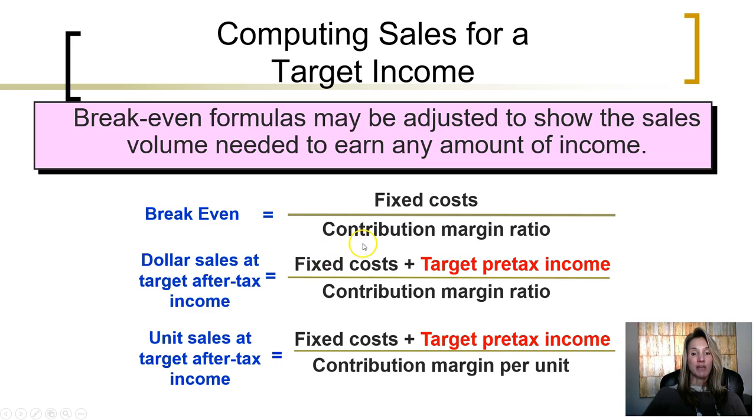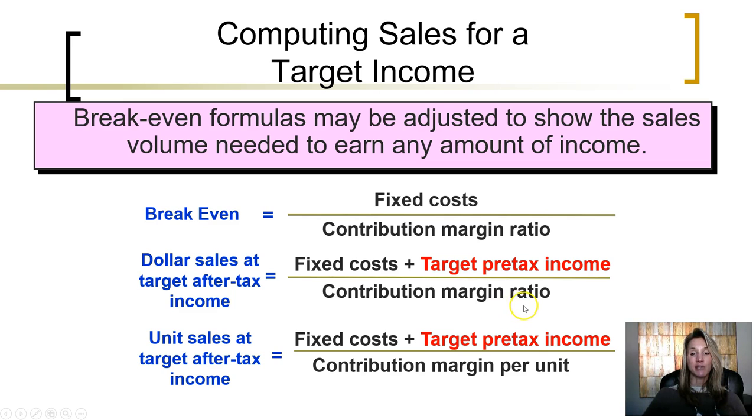Recall that the basic break-even formula is fixed cost divided by the contribution margin ratio or the contribution margin dollar amount per unit. If management desires to know the level of dollars in sales needed to earn a preferred target after-tax income, we take our basic break-even formula, fixed cost, and add in the target amount of pre-tax income to those fixed costs, and then divide by the contribution margin ratio, which is a percentage.